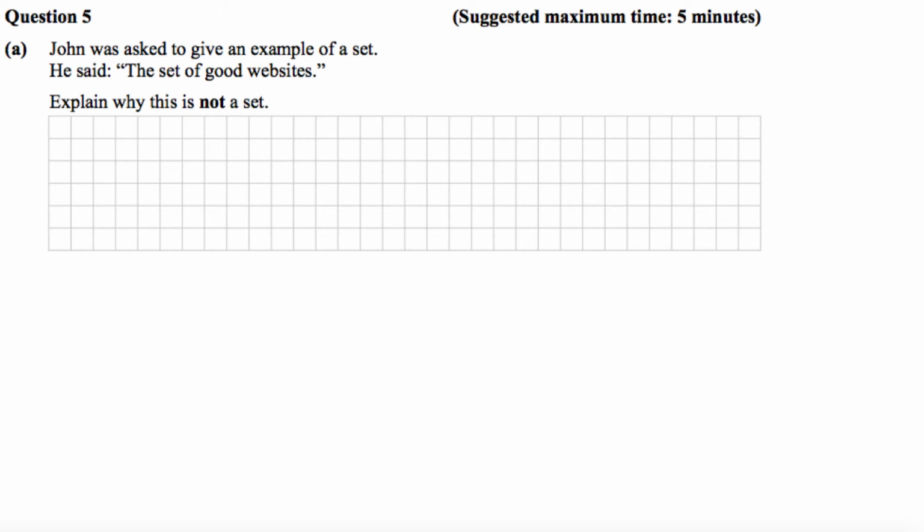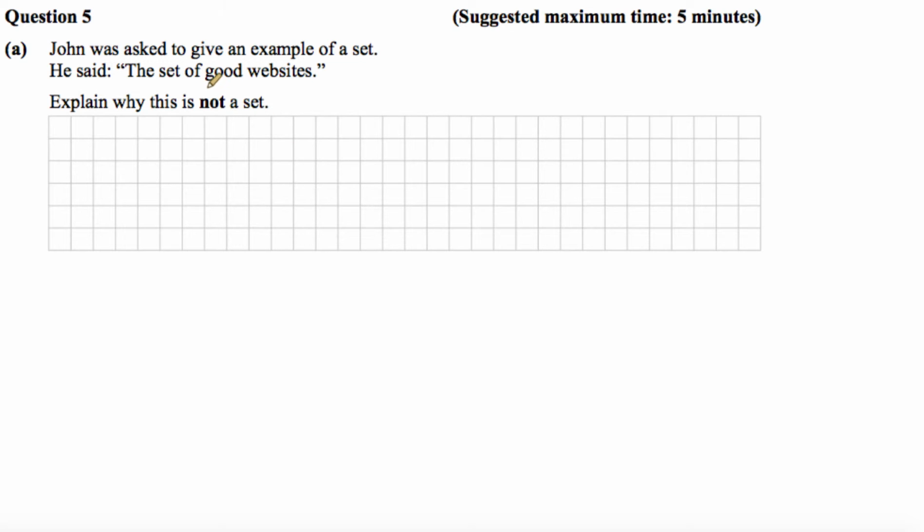So this is the Junior Cert Ordinary Level Paper 1 from 2014, and we're looking at question number 5. Part A says, John was asked to give an example of a set. He said, the set of good websites. Explain why this is not a set.